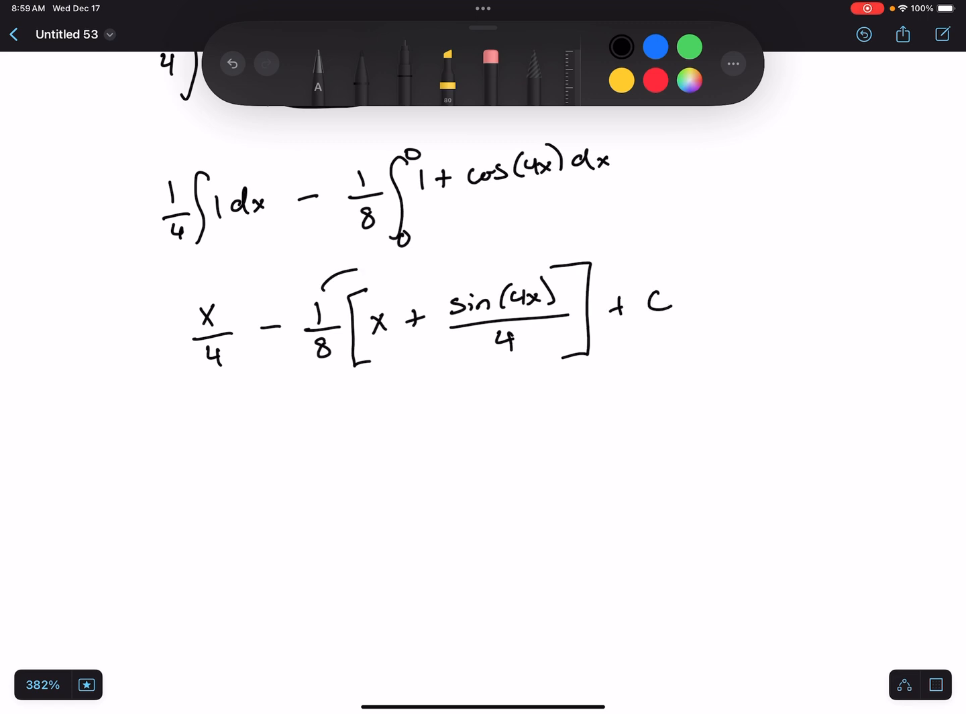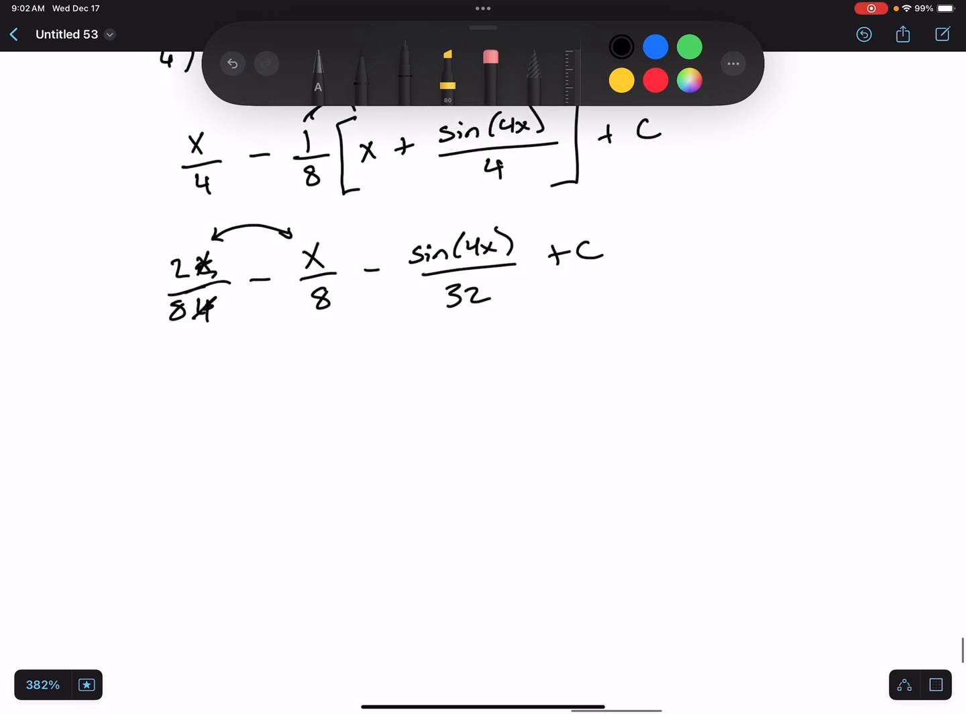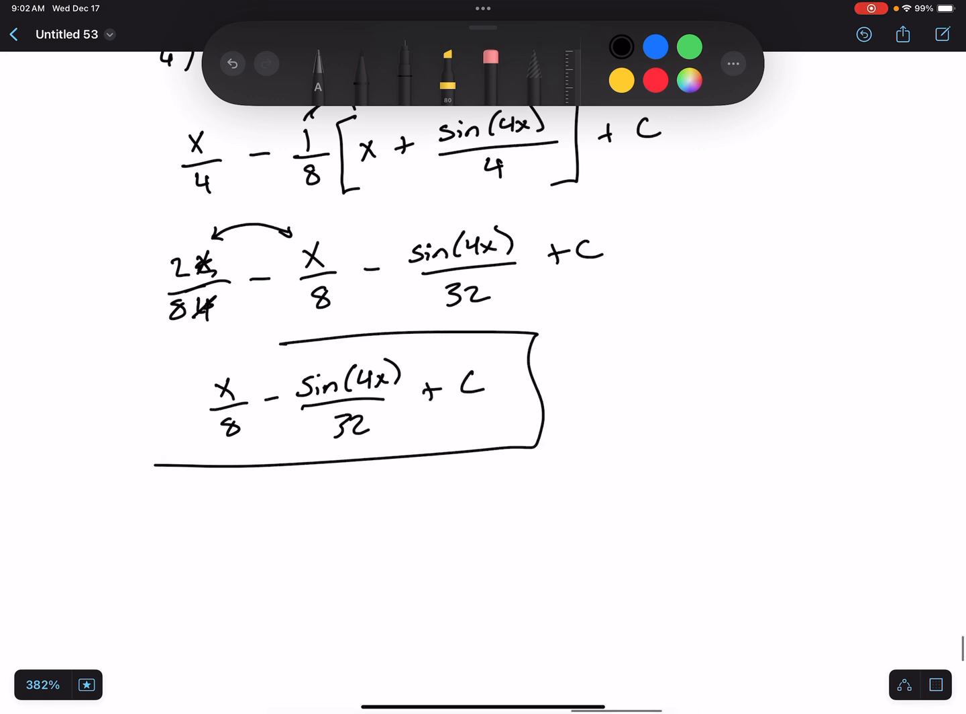Finally now, distributing this 1/8, we'll have x over 4 minus x over 8 minus sine 4x over 32 plus a constant. And now we need to combine these like terms, and what we've got here really is 2x over 8 instead of x over 4, that's the same thing, minus x over 8, which just becomes x over 8, minus sine 4x over 32 plus c. And this is our final result.